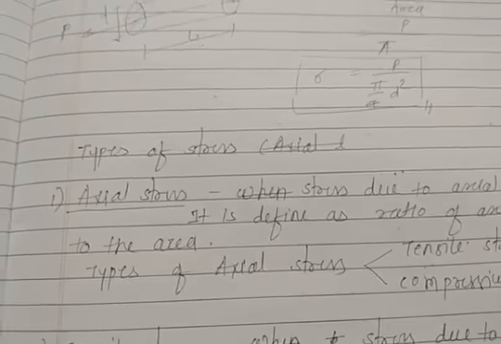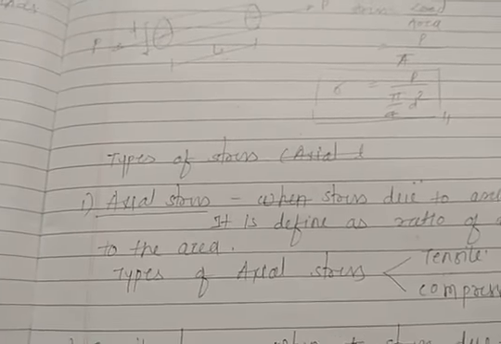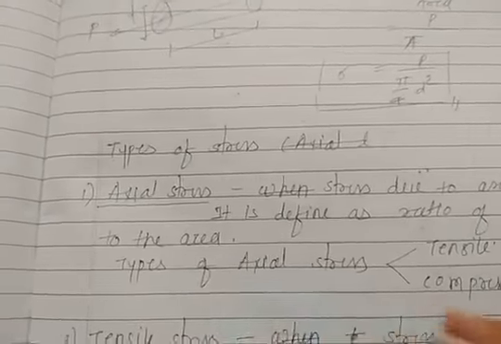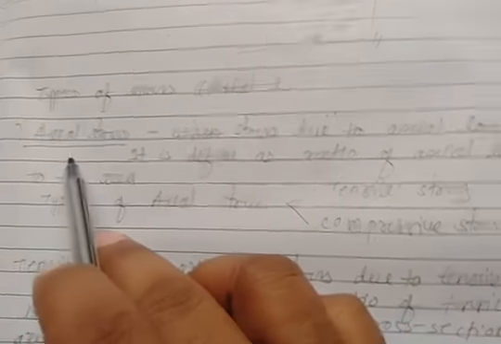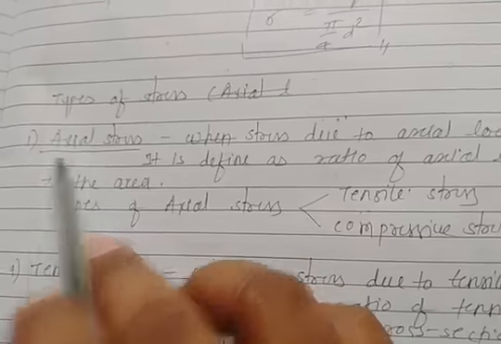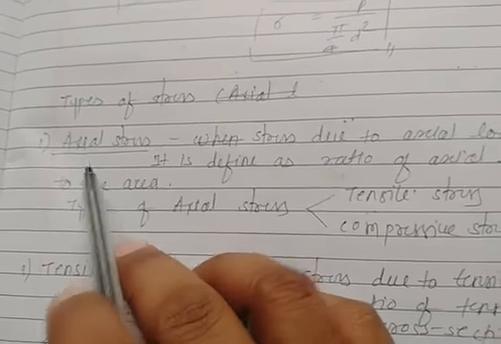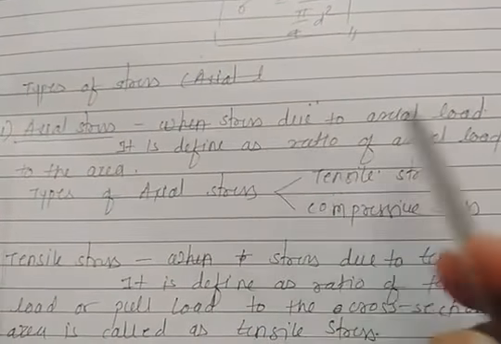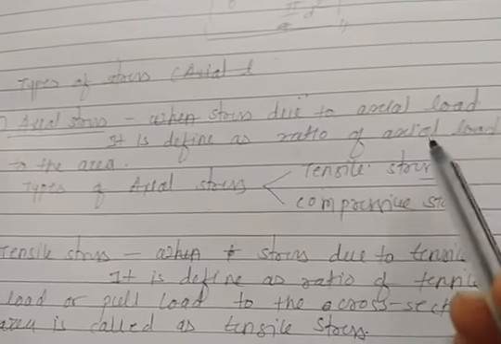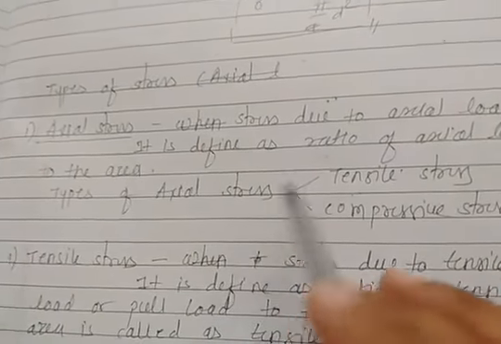Our next topic is types of stress. The first type of stress is the axial stress. As we know, stress is the ratio of external load upon the area. When the load is passing through the axis of the body, such a type of load is axial load, and axial stress is defined as axial load upon the area, that is, the ratio of axial load to the area.